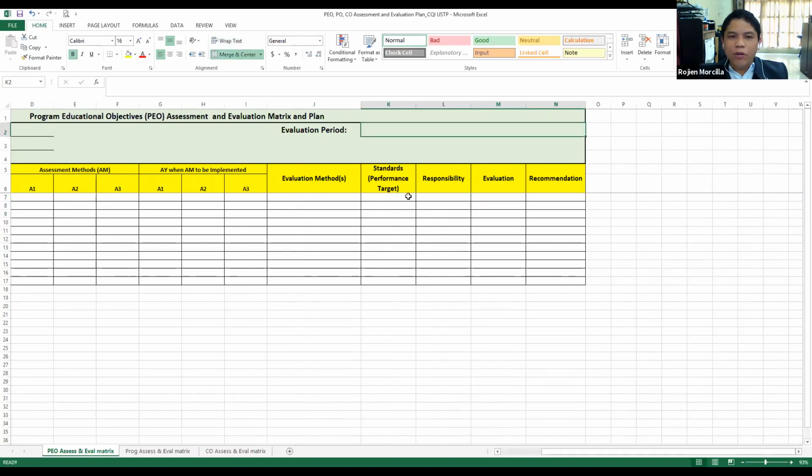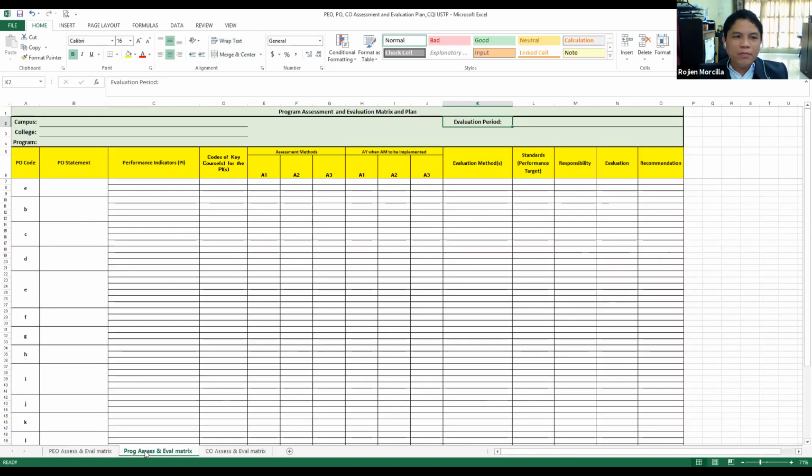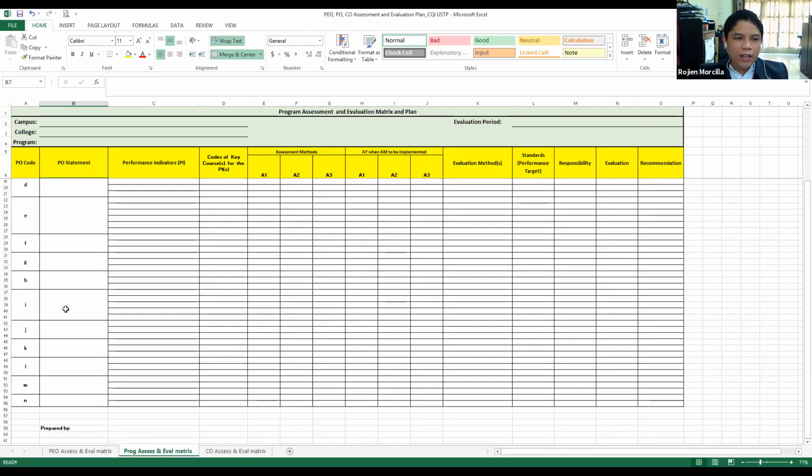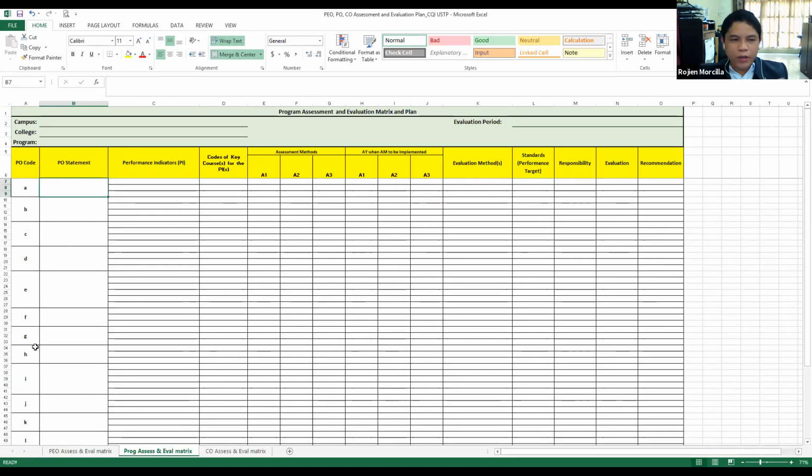Then you fill in when you evaluate, the periods. It is the same with the program. I placed A to N here, but if you have fewer, you can remove some, or add more if you have more. For the indicators and key courses, our guide is your curriculum mapping. Go back to it and look at your key courses, assessment methods, evaluation standards or targets, and the responsible person. So that is campus, college, then evaluation period.